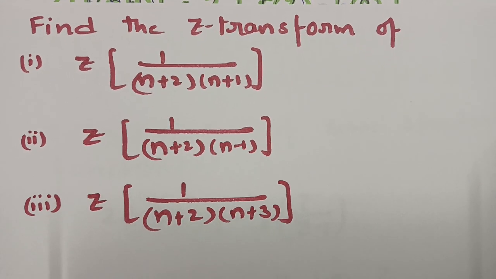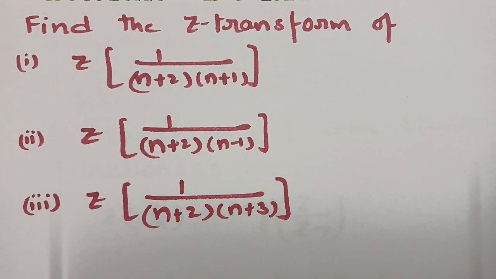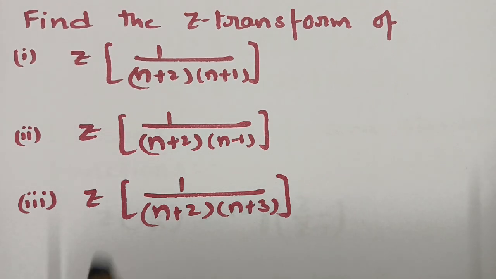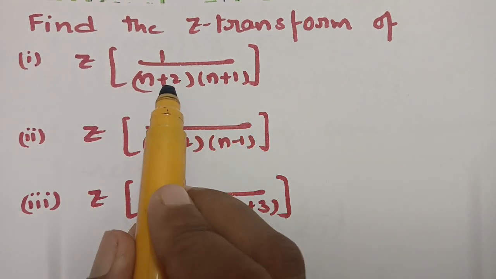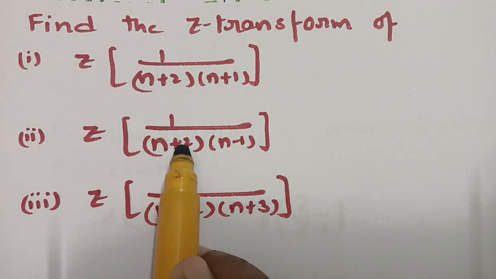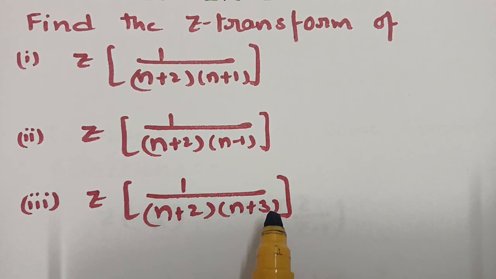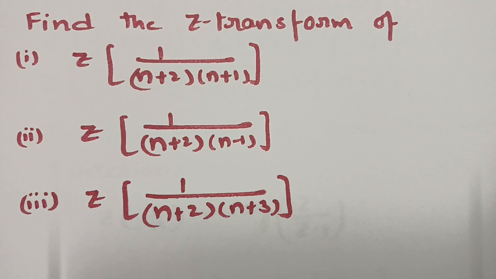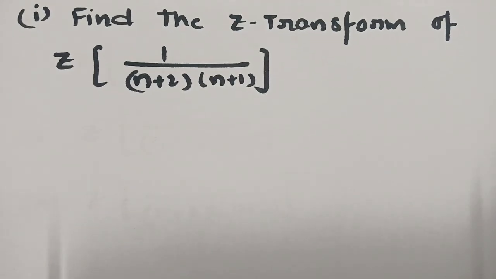That is, find the Z transform of. So these three are the most important questions. See here, f(n) is shifted towards right side for 2 units, left side for 2 units, left side for 1 unit. Here it is, f(n) is shifted to left side for 2 units, right side for 1 unit, left side for 2 units and right side for 3 units. So first problem here is find the Z transform of.